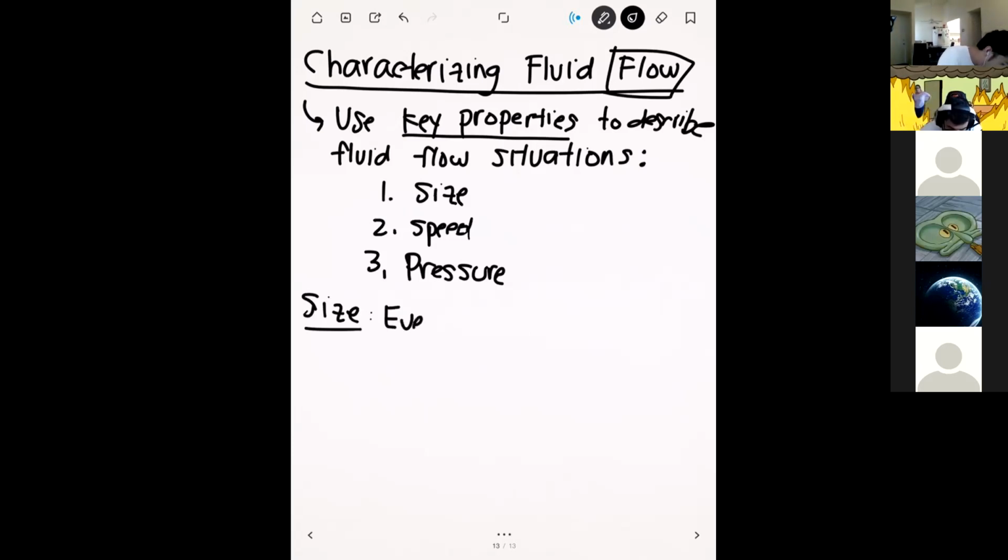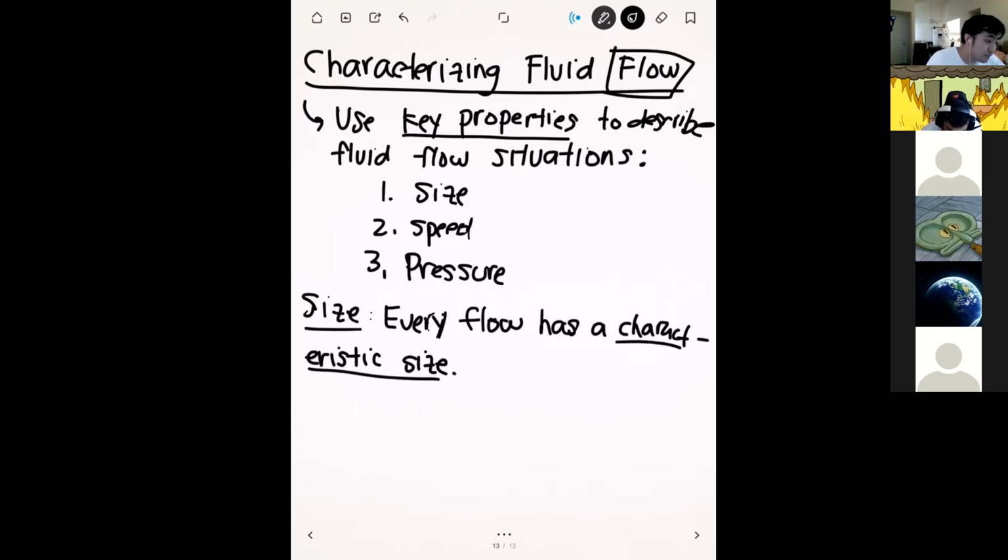Okay? And so to help with this, we use what's called a characteristic size. Or another word that's used to describe this is characteristic length. Okay? And so what this typically is, is some length or some area that is the defining size scale for your flow. Okay?